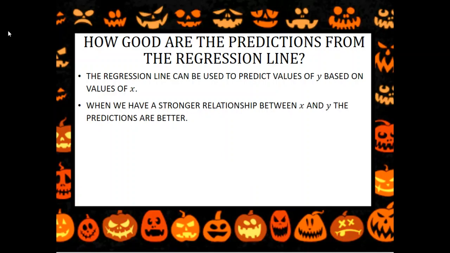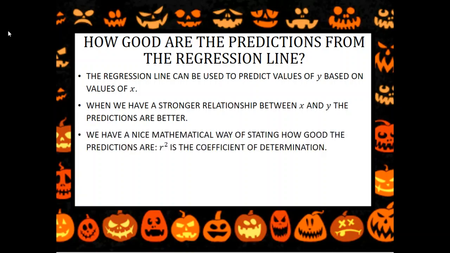So how do we tell how great our line is? Well, the stronger the relationship, the better the predictions. And what we're going to do is use something called R squared. So again, this is another one of those vocab matching words you might see. What is R squared? It's the coefficient of determination. That's what it's called. Coefficient of determination.